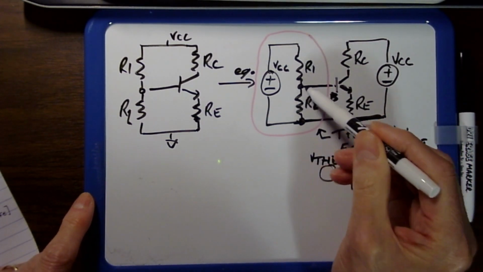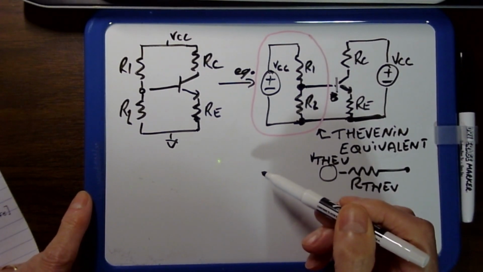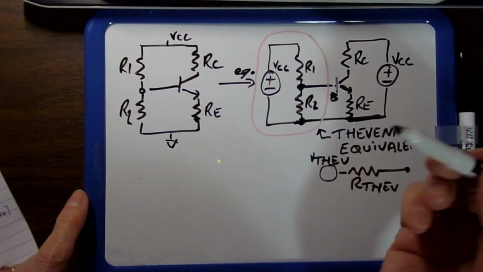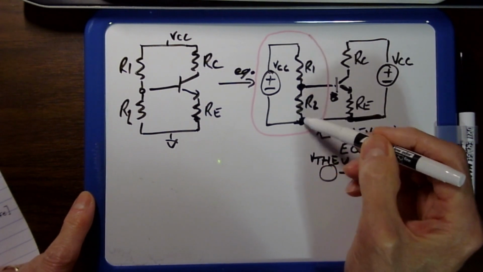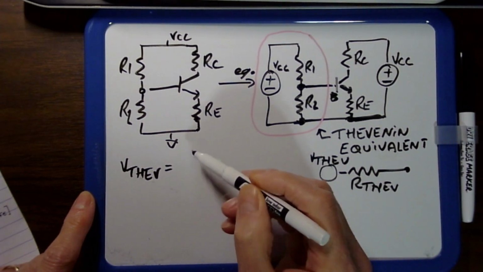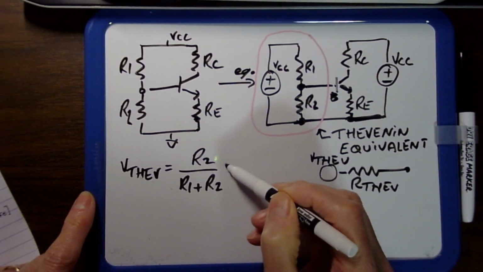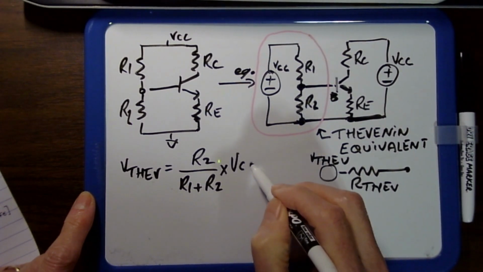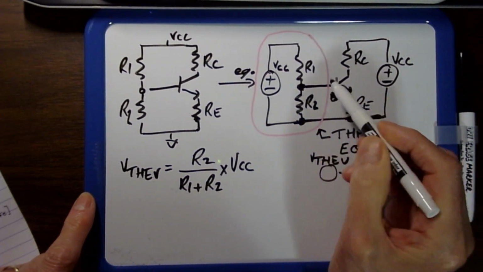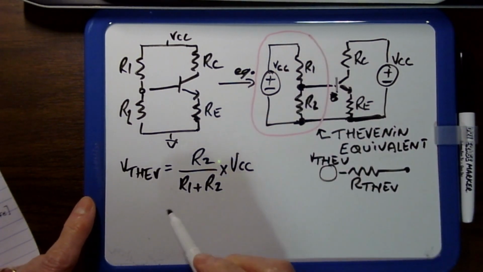You just compute the voltage here at your two ports. So here you have a voltage divider. So the voltage here is VR2. So VTEV is equal to R2 divided by R1 plus R2 times VCC. This is VTEV here in between those two ports. It's a voltage divider.